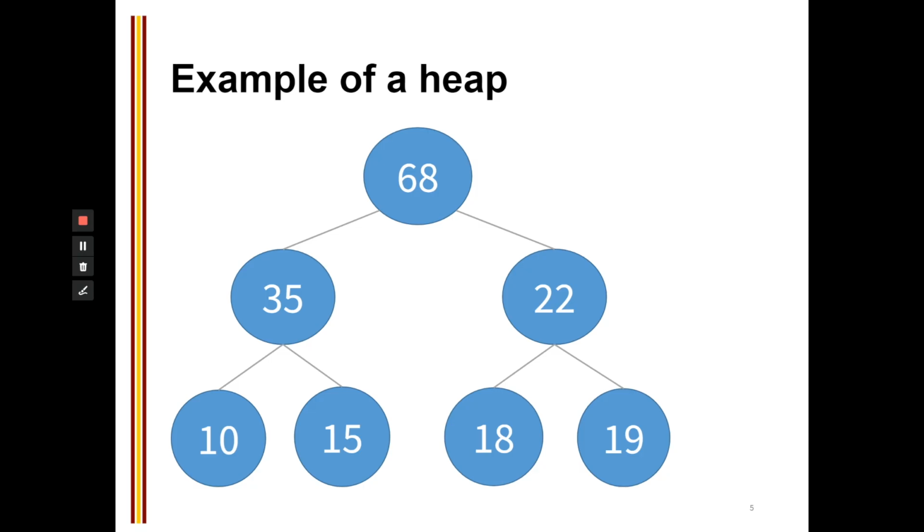Okay, so let's look at an example of a heap. Here you go. We've got a 68. The next level has a 35 and a 22. And then after that, we see that the 35 has children 10 and 15. So those are less than 35. So we're good to go there. The 22's children are 18 and 19. We're good to go there. And again, 35 and 22 are less than 68. So we have ourselves a heap.